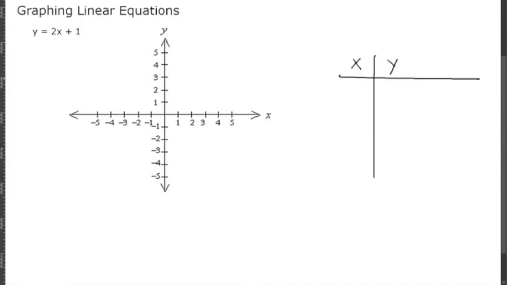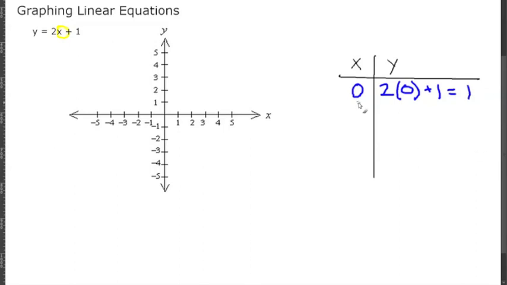So we're going to use a t-table to help us solve this. Basically what we need to do is put in values of x and then solve for y. So let's say that we want to have x be 0. So we're plugging this 0 in for this x in the equation. So now we're going to have that y equals 2 times 0, because that's what we plugged in, plus 1. 2 times 0 is 0, plus 1 is just 1.